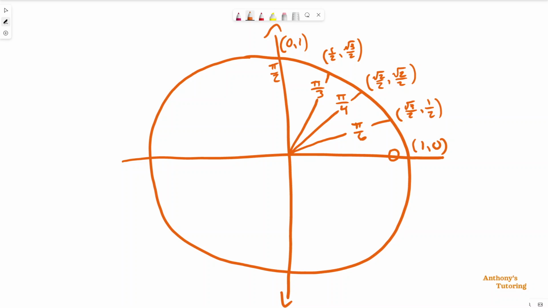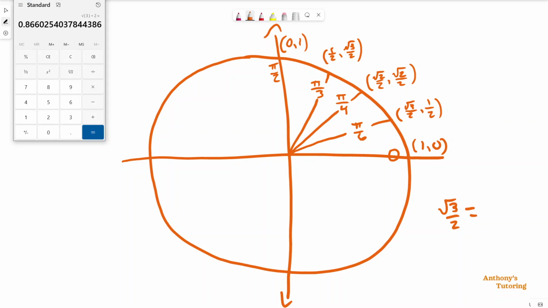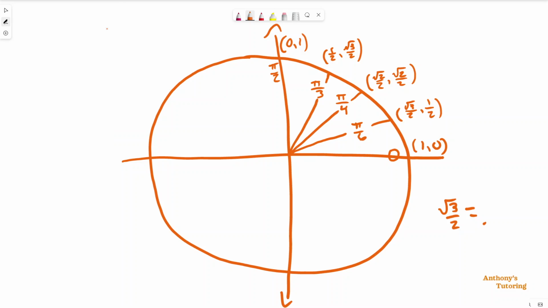So first I want to show you the value of root 3 over 2 is equal to 0.866, and the value of 1/2 is equal to 0.5, right? So that means that root 3 over 2 is greater than 1/2, right? So you may be wondering, why is he telling me this?